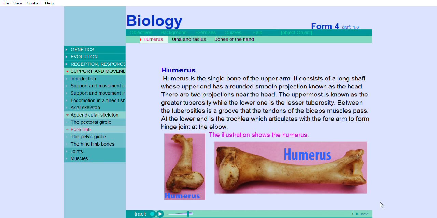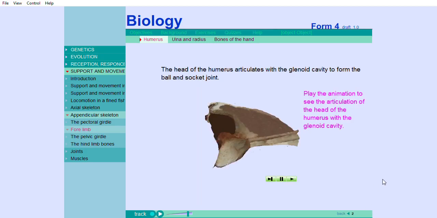There are two projections near the head. The uppermost is known as the greater tuberosity, while the lower one is the lesser tuberosity. Between the two tuberosities is a groove through which the tendons of the biceps muscles pass. At the lower end is the trochlea, which articulates with the forearm to form a hinge joint at the elbow. The illustration shows the humerus. The head of the humerus articulates with the glenoid cavity to form the ball and socket joint. Play the animation to see the articulation of the head of the humerus with the glenoid cavity.